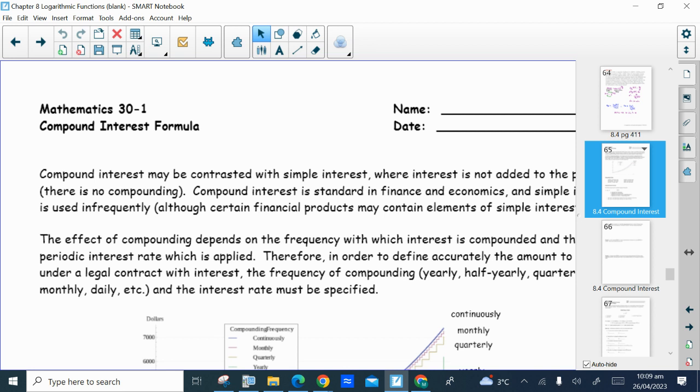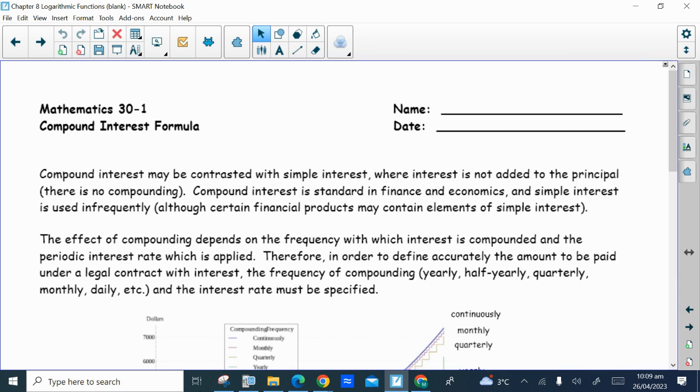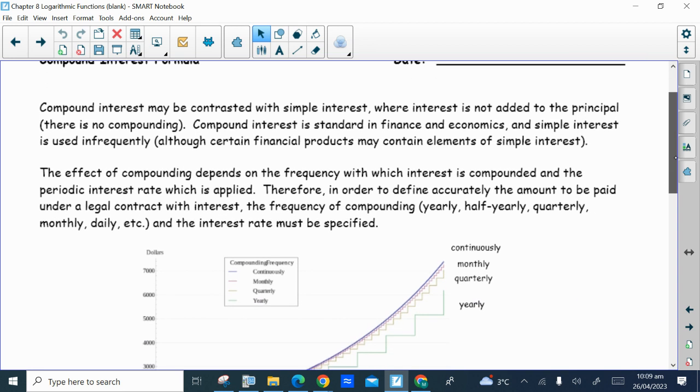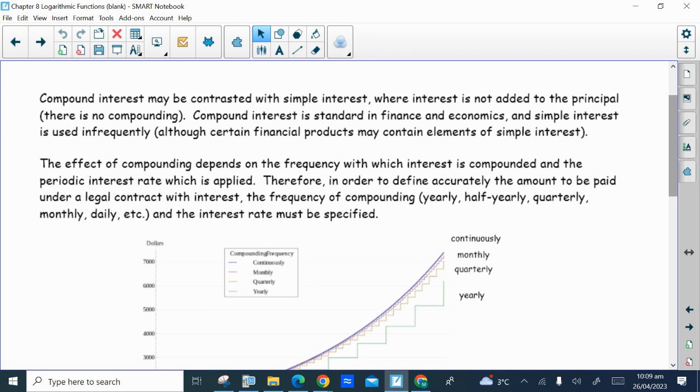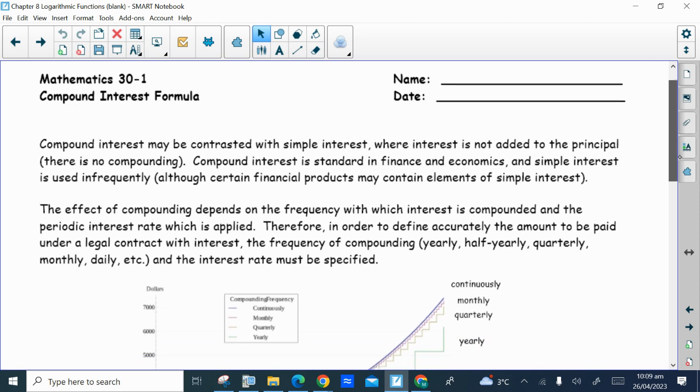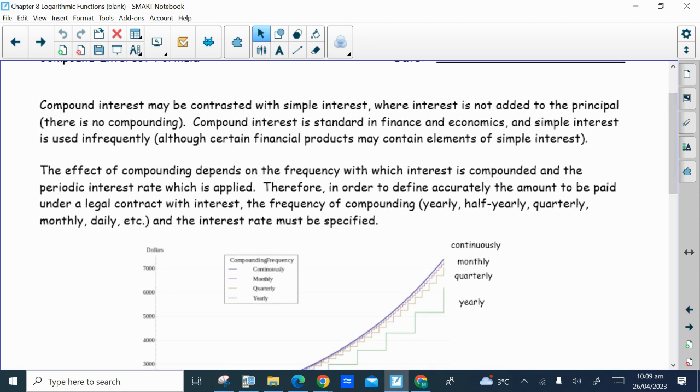Right? So we're going to see how we can use the exponential general equation that you're given on the formula sheet to solve different types of problems. One of those is for compound interest questions.